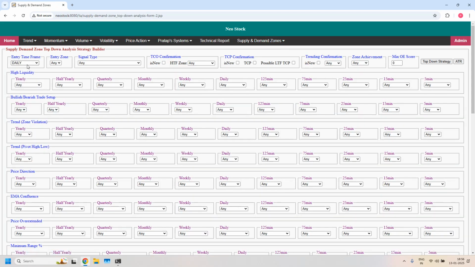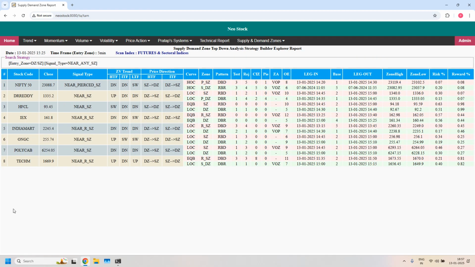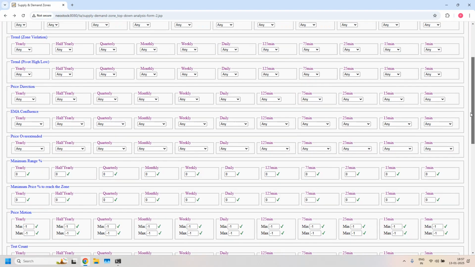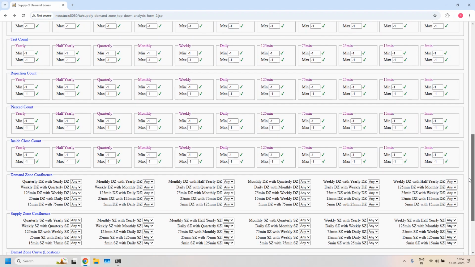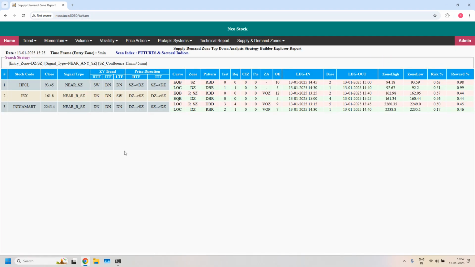Next, 5 minutes time frame. Stocks near 5 minutes supply zone. We got 8 stocks. Out of these 8 supply zones, how many supply zones are having ITF supply zone Confluence? Let's verify. So 5 minute supply zone having 15 minute supply zone Confluence. Filter is enabled. Now we got 3 stocks. In all the 3 stocks, these 5 minute supply zones are part of the 15 minutes supply zone.